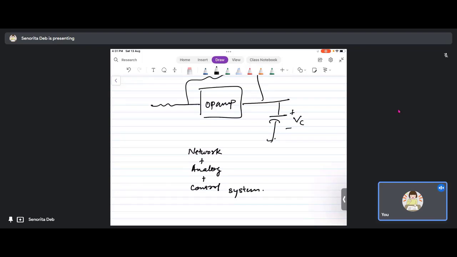So you cannot leave any subject behind. Don't think that, okay, I will not do control system, I will do only network, analog and some other subject and I will go and clear GATE. That is not going to happen, because there might be questions which test all three subjects. You understand? Is this point clear?